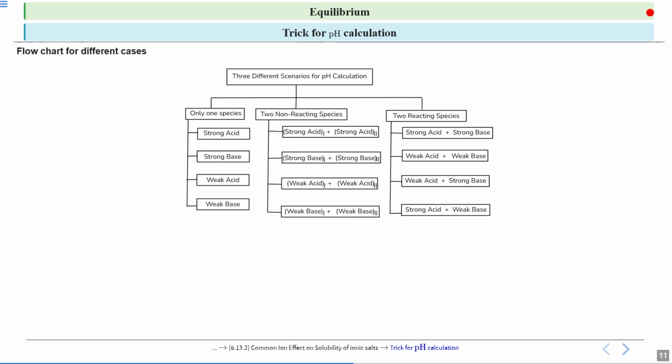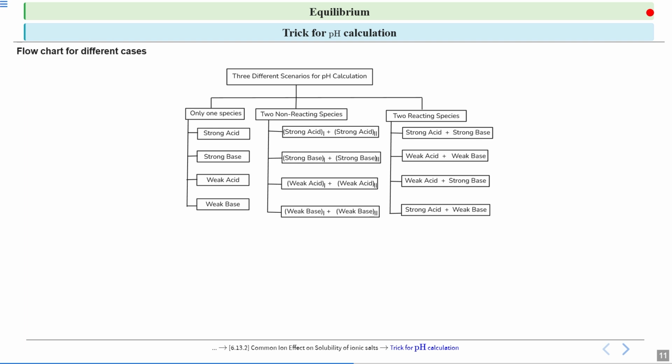So either you can have strong acid, strong base combination, means I am saying that we are having 2 strong acids or we are having 2 strong bases. In the third scenario, we can have weak acid and weak acid, and in the fourth scenario, we can have weak base and a weak base. So these are the 4 scenarios that are possible for 2 non-reacting species.